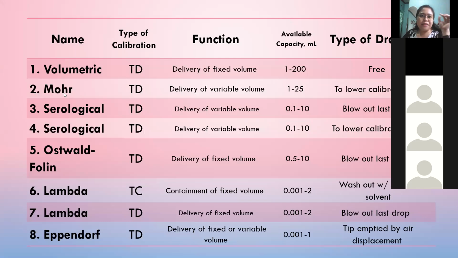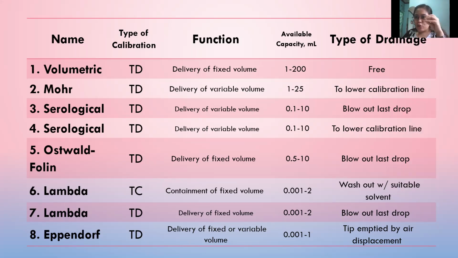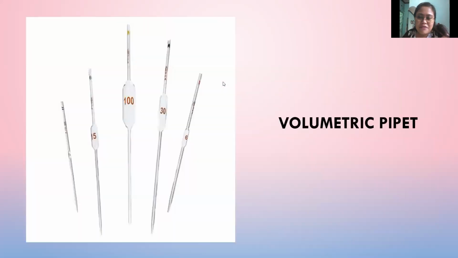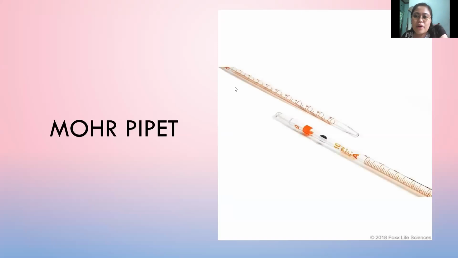And then, aside from that, we have the Moore pipette, which is also used to deliver, but this time, variable volume. So, ang available capacity natin with the Moore pipette, is much lower than the volumetric one kasi we only have 25 ml na Moore pipette. And paano kung i-drain natin ang liquid? We have to drain it just lower than the calibration line. Now, let's see the difference between the look of the volumetric pipette and the Moore pipette.